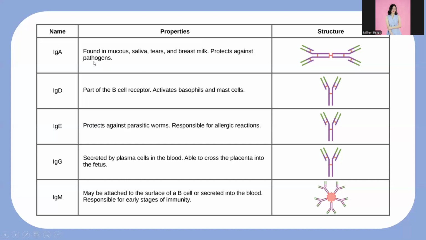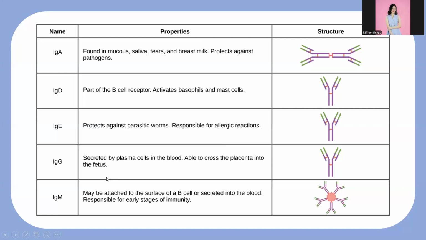Okay. IgA is usually found in mucus, saliva, tears, and breast milk. So, they protect against pathogens. So, yung luha ninyo, yung nakuha ninyo from your mom, which actually protects the baby in the first few months of life, is IgA antibodies. IgD is part of the B cell receptor, which you will see in basophils and mast cells, activates them. IgE is the one that will increase against parasitic worms. So, mag-increase yun siya pag meron kang parasites. And they're also responsible for allergic reactions, so parasites and allergies.